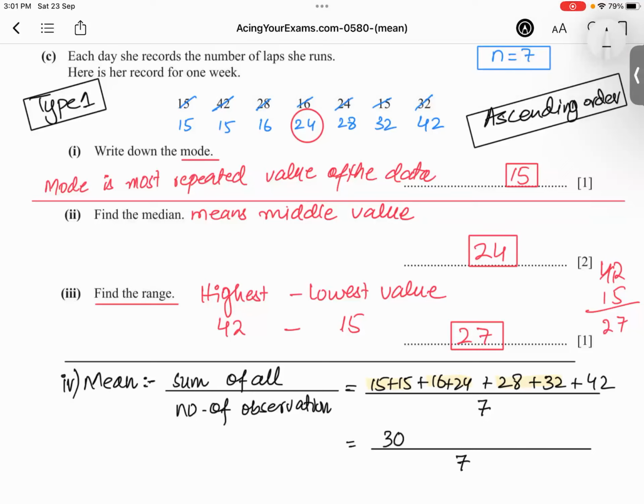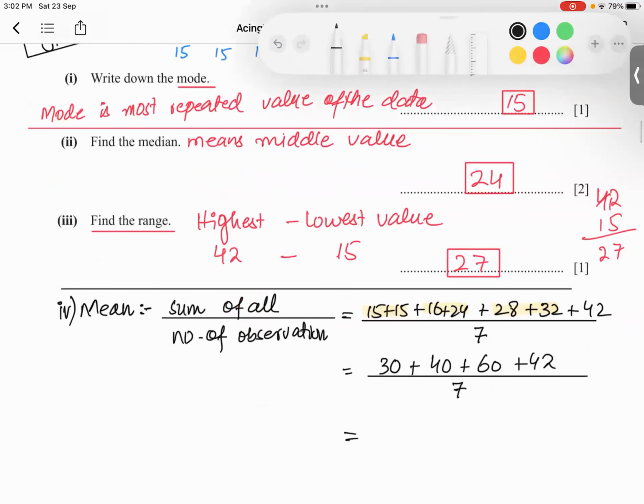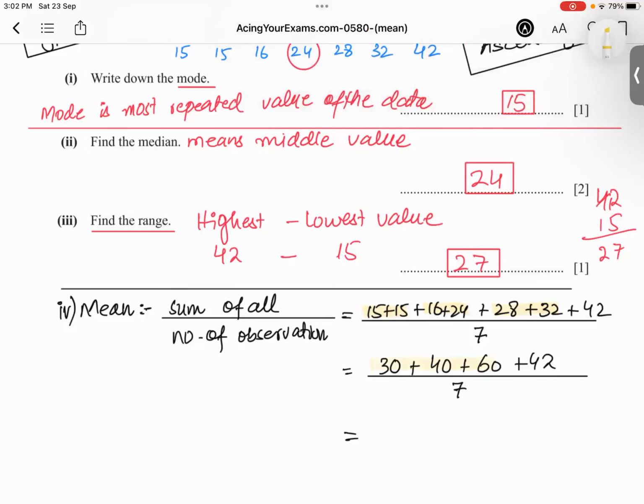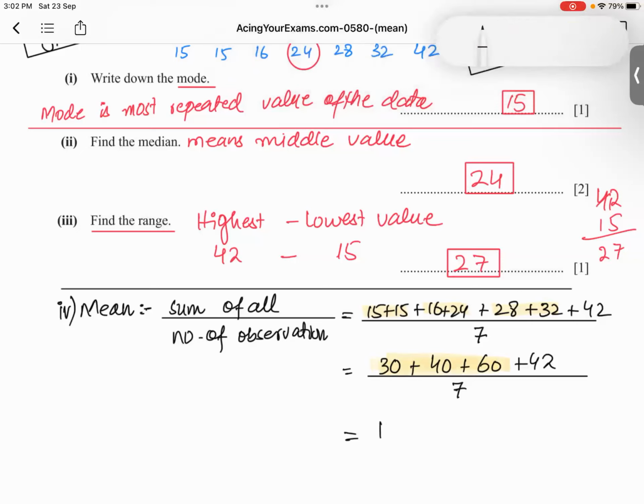15 plus 15 is 30. 16 plus 24 is 40. 28 plus 32 is 60, plus 42. See, it was easy for me to add in a pair. Let's add them in a pair. I can see zero, so I'll make the triple pair here. So 30, 40, 60, 100 and 130.